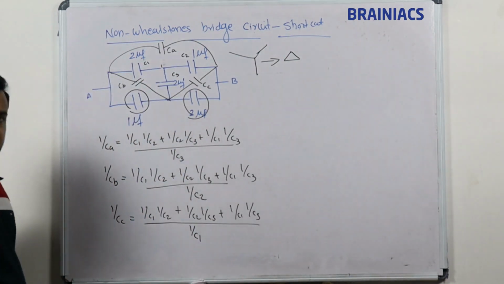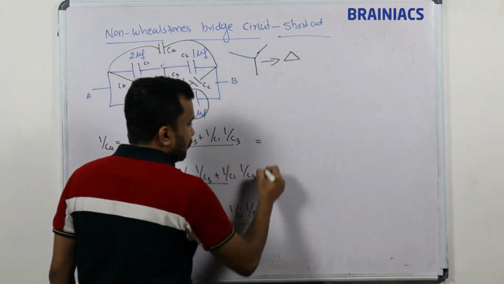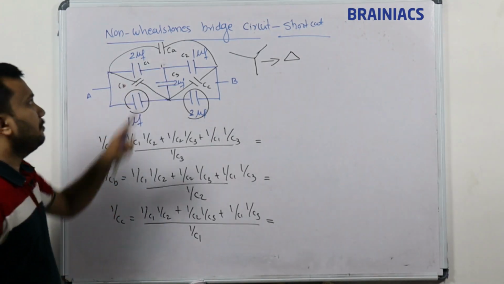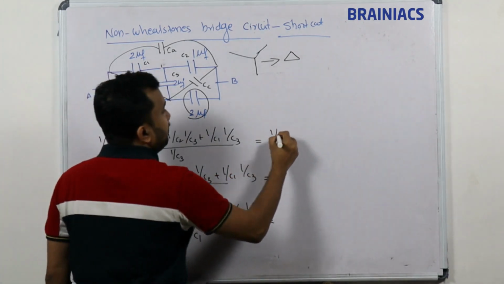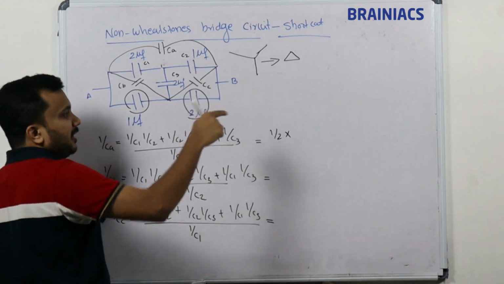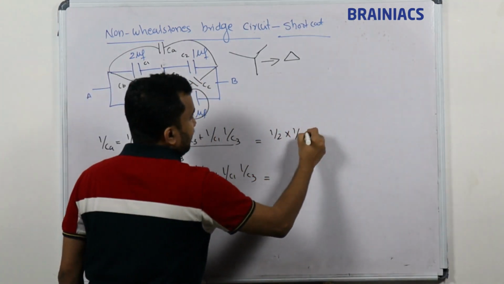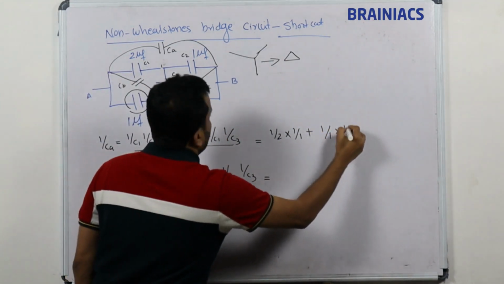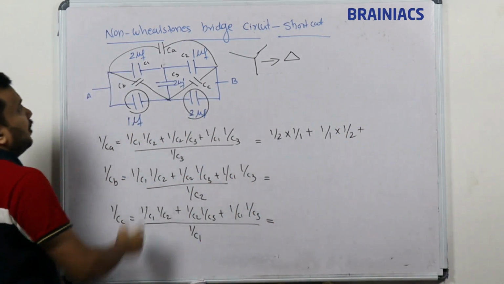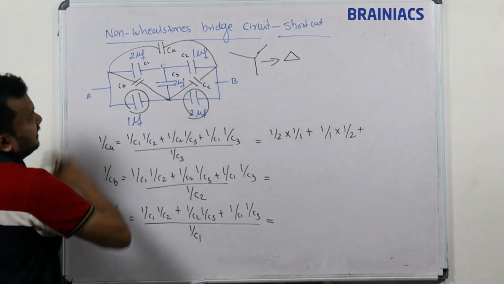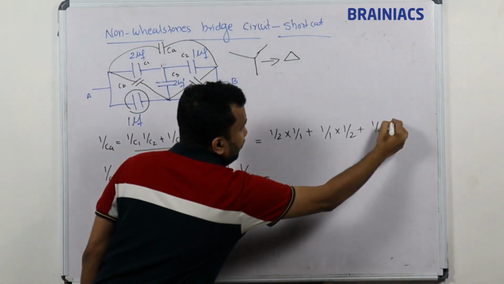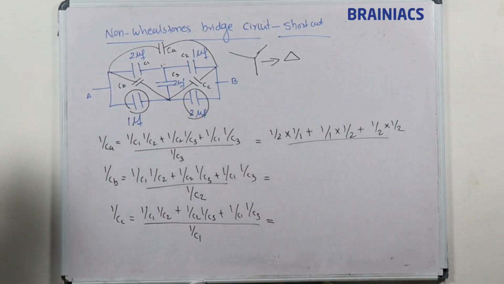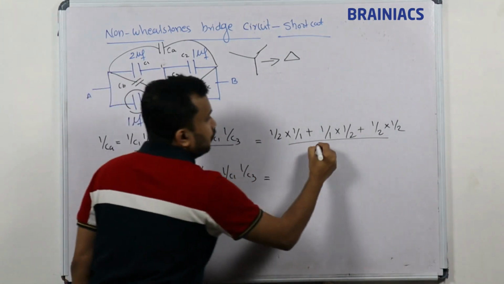Now we have to substitute the values and calculate. This is equal to 1 by C1 into 1 by C2, that is 1 by 2 into 1 by 1, which is nothing but 1 by 2, plus 1 by C2 into 1 by C3, that is 1 by 1 into 1 by 2, plus 1 by C1 into 1 by C3, that is 1 by 2 into 1 by 2, whole divided by 1 by C3. 1 by C3 means 1 by 2.